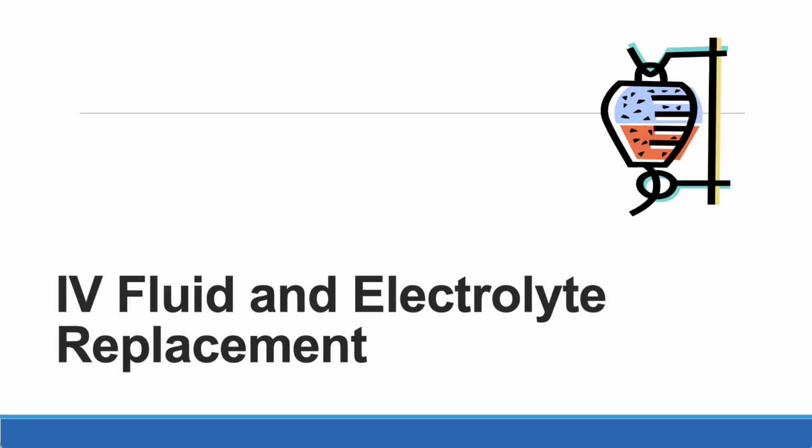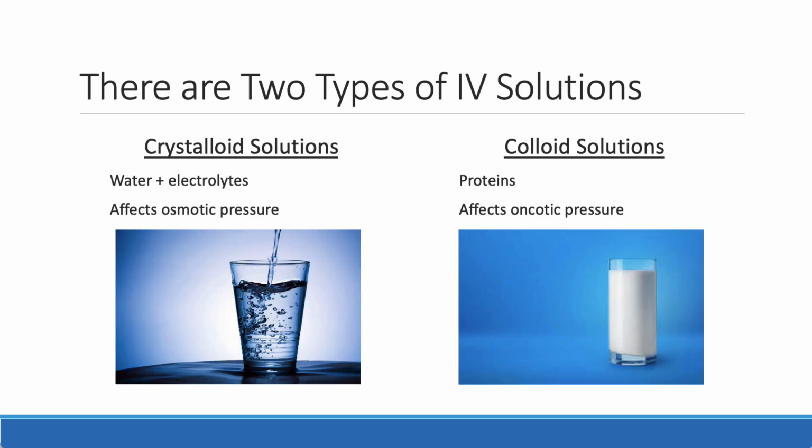leaks out. So let's talk about how we manage these fluids and electrolytes, and we'll start with identifying the two types of IV solutions that we have. They are colloids and crystalloids. So crystalloids are traditional IV fluids. So it's water and electrolytes. And you can think of examples: normal saline solution, lactated ringers, D5W, D5 half normal saline, all those.